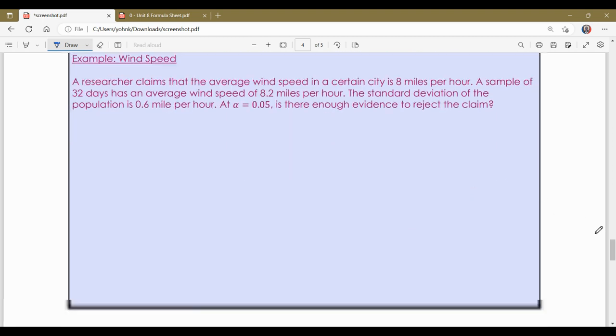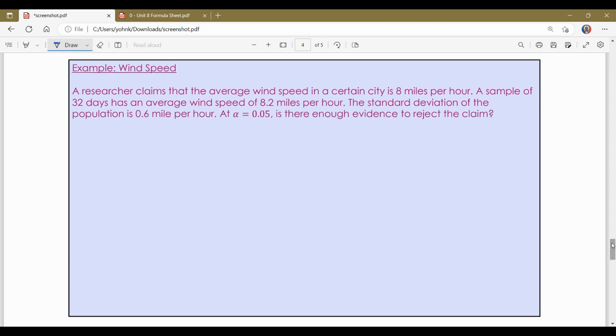The claim is going to switch hypotheses. Ooh. Wind speed. A researcher claims that the average wind speed in a certain city is 8 miles per hour. A sample of 32 days has an average wind speed of 8.2 miles per hour. The standard deviation of the population is 0.6 mile per hour. At alpha equals 0.05, is there enough evidence to reject the claim?